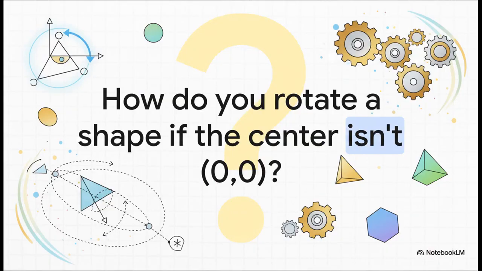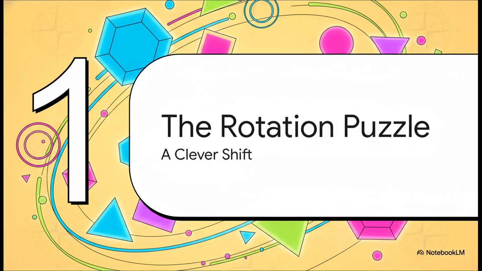See, rotating something around the origin, that (0, 0) point right in the middle, that's pretty straightforward. There are simple rules for that. But what do you do with a random point, like (1, 1)? How in the world do you handle that? Well, that's the exact question we're going to answer. And the solution, you'll see, is all about a really clever shift in perspective.